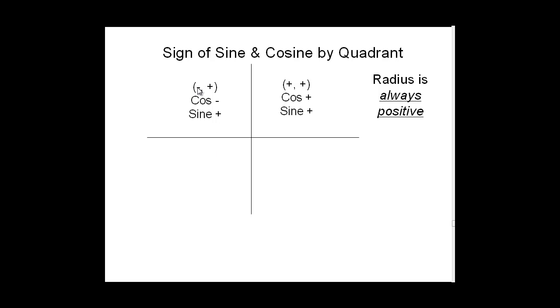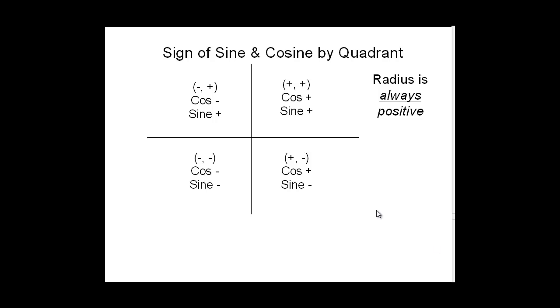In the second quadrant, the first numerical value is negative, so cosine is negative. The second one is positive, so sine is positive. In the third quadrant, they're both negative, cosine and sine. In the fourth quadrant, cosine is positive and sine is negative. So you need to memorize those. And it's just the fact that cosine is related to x, sine is related to y. So the x component is your cosine and the y component is your sine.